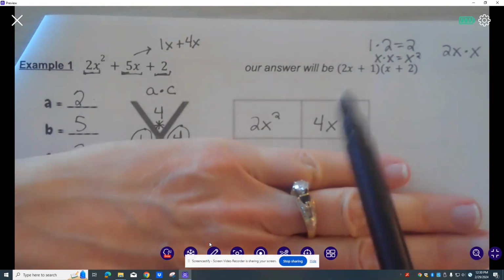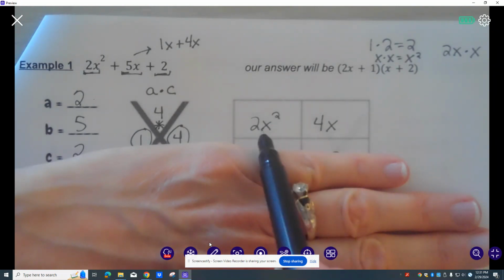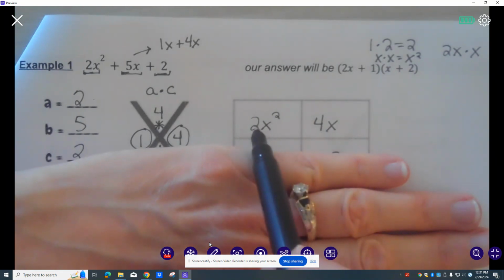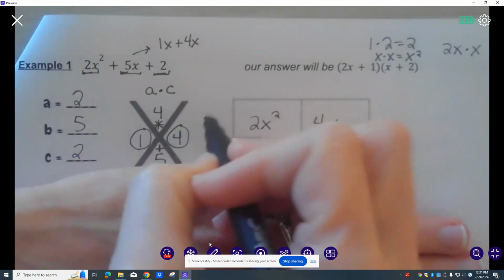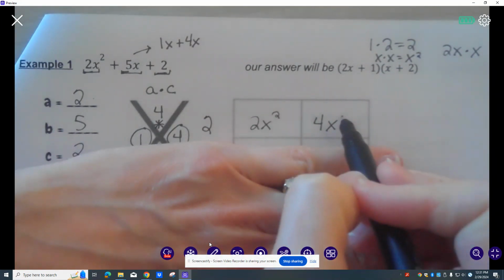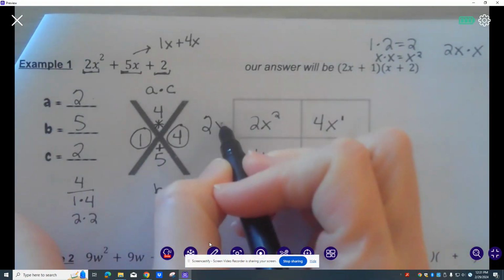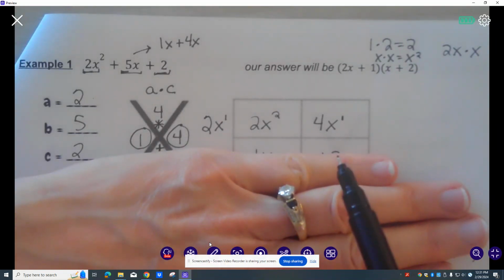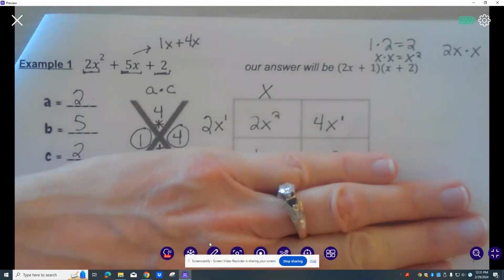I want you to look across this row here. If you're finding the common factor of both of these terms, 2x squared and 4x, I can see that they have a 2 in common, because 2 divides evenly into 2 and 2 divides into 4. So I'm going to say they have a 2 in common. I can also see that they both have at least one x. This term has one x, this term has 2, so they both have one x. So that's how I figure out that my 2x goes here and my x goes here.